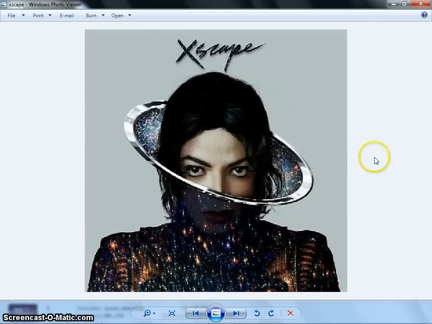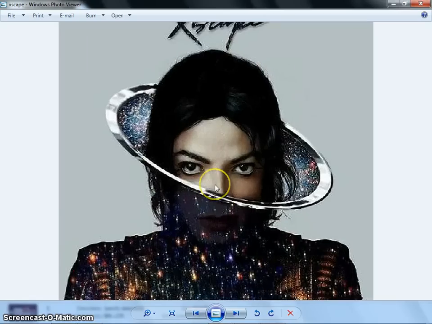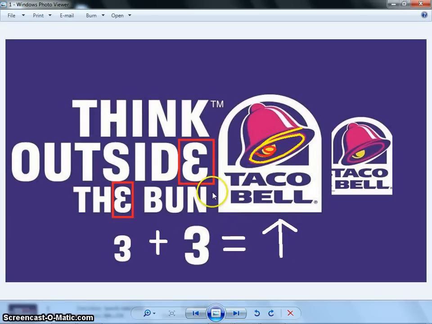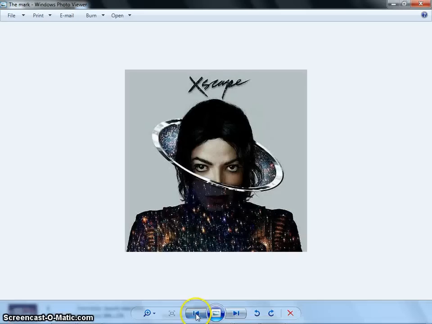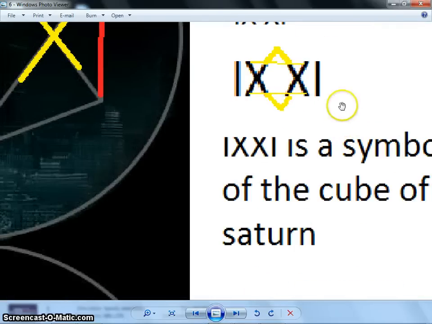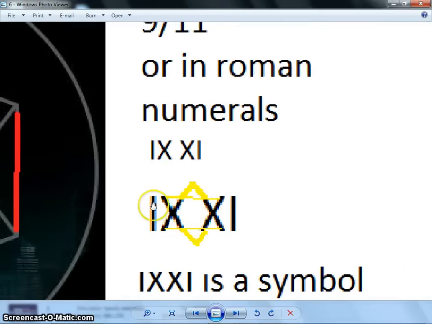And it's just everywhere. I just thought I'd throw this up there because there's the X, sign of Saturn, the X, the pyramid, the cube. It's all right there. Xscape, Saturn. That's so pathetic. They would use a dead man for this. That's basically all I wanted to do, is point out just a few things. And the one thing that should really get your mind moving, if nothing else, do some research on these Roman numerals right here.